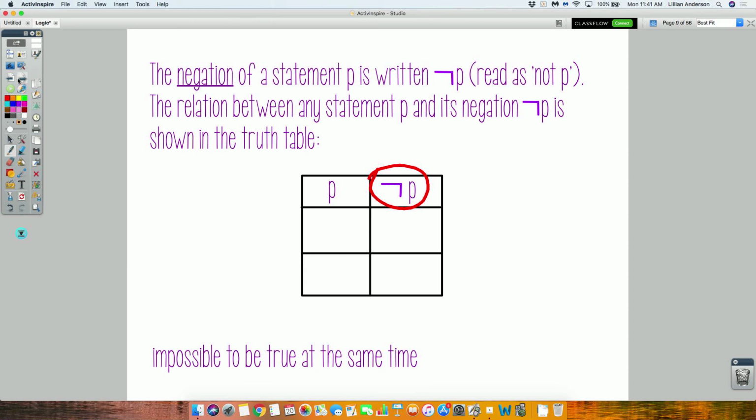Okay. If you have a simple statement, there are only two truth values possible. It's either going to be a true statement or a false statement. So the negation of that statement is going to change the truth value of the original simple statement. So if I negate this first one, it's going to end up being what? False. And if I negate the second one, it's going to be true. It is impossible for a negation and a simple statement to be true at the same time.